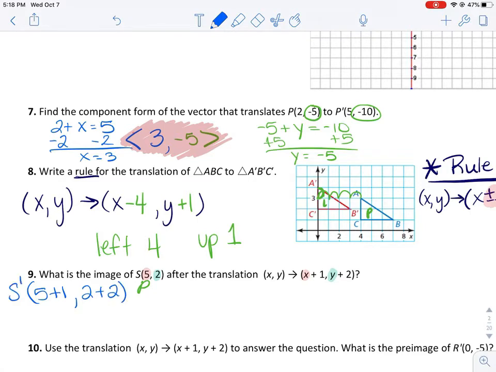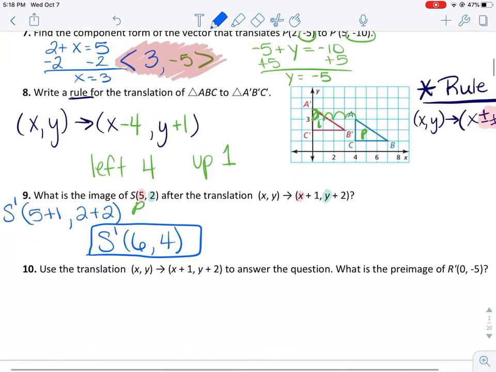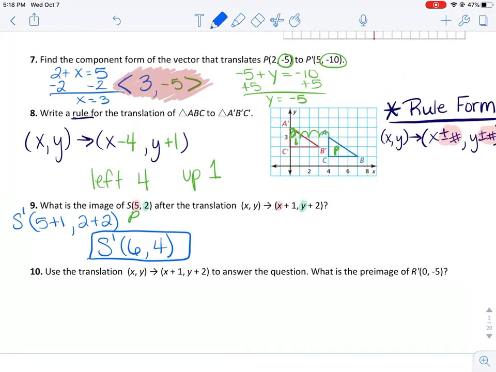That's what S prime will be. That's our image. I simplify, and I find that S prime has a value of 6, 4. Our image S prime is at the point 6, 4. Our last example today has us use the translation in rule form, and it's going to ask us to go backwards.